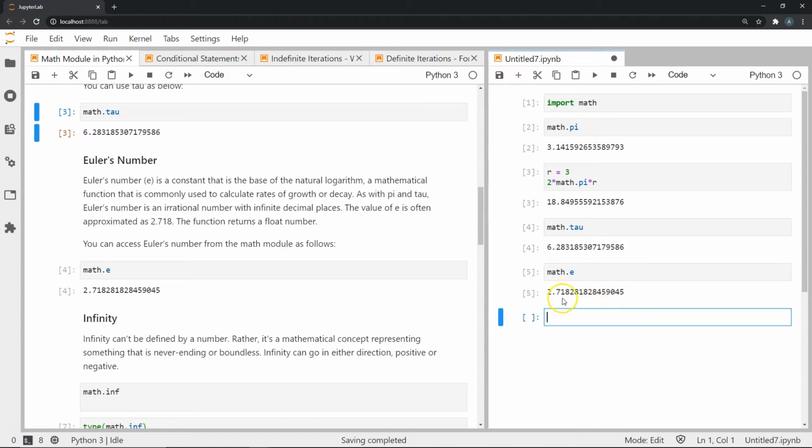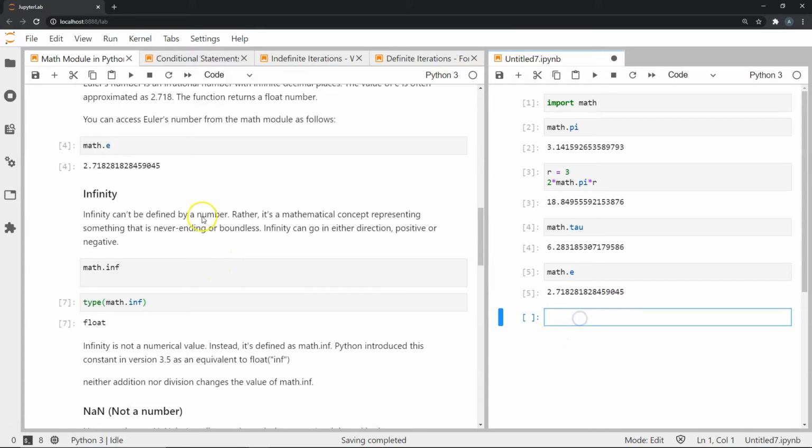Again, this is also a float, and it's correct up to 15 decimal places. So the next concept that we will be talking about is infinity. Now, infinity is more of a mathematical concept, and this is very important to note because infinity is not really a number. There is no number called infinity. It is used to define something that is infinitely large or infinitely small.